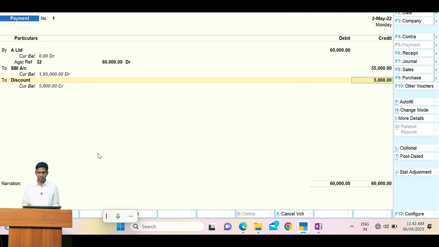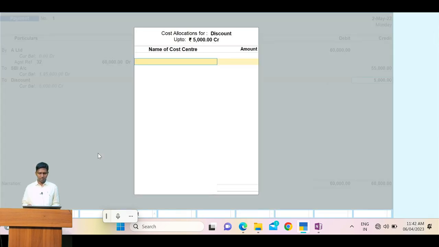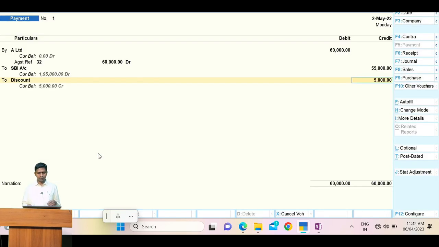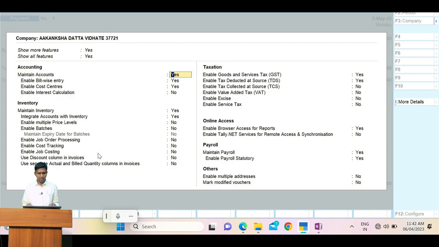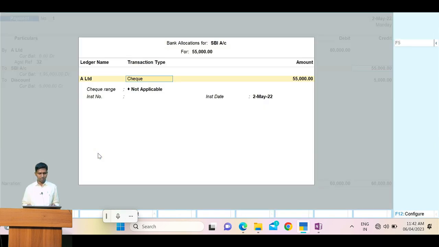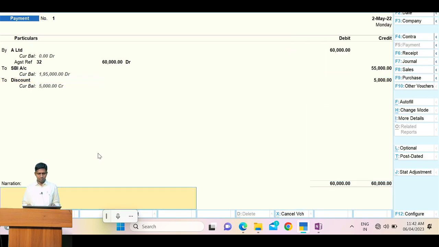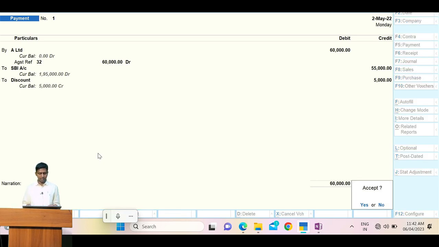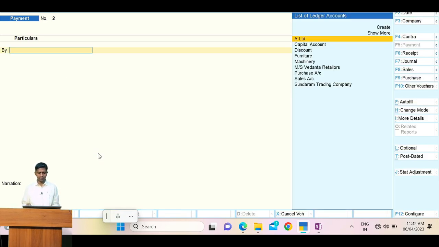5000 rupees discount, correct. And then cost center, we don't want cost center, correct. Therefore do one thing, because every time Tally will ask you this cost center, F11, in F11 only say I don't want cost centers here, cost centers, no, then Tally will not ask you every time that cost center field. Okay, discount 5000, and then on second May everything is correct, just check now, correct, this was accepted.